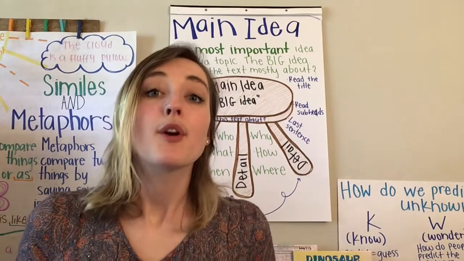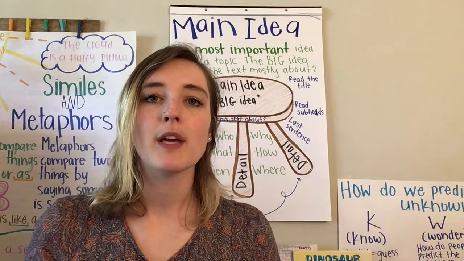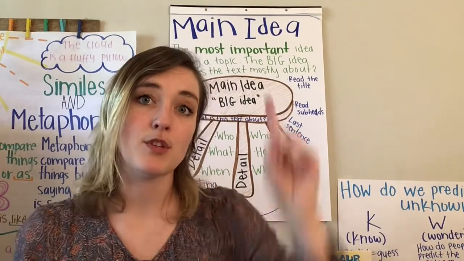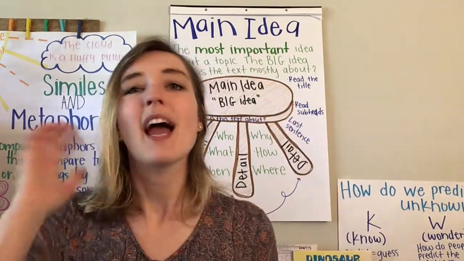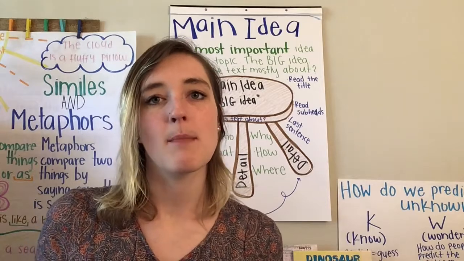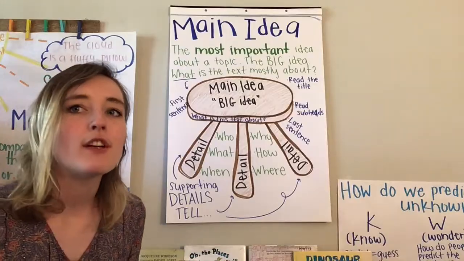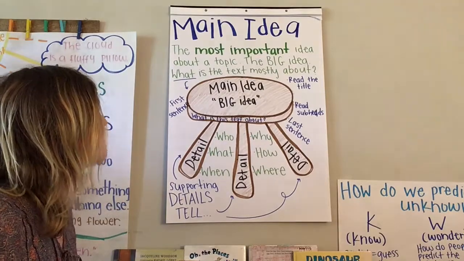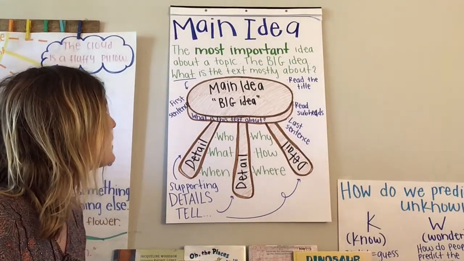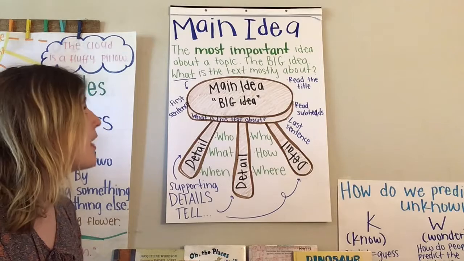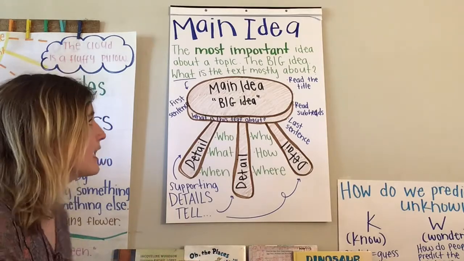So now that we've done our graphic feature walk, what we're going to be doing is getting into the main portion of our lesson, which is the main idea. So we kind of have an idea of what this text is going to be about. The main idea is going to be kind of our focus, okay? If you look at my chart right here, it says main idea: the most important idea about a topic, the big idea, what is the text mostly about?